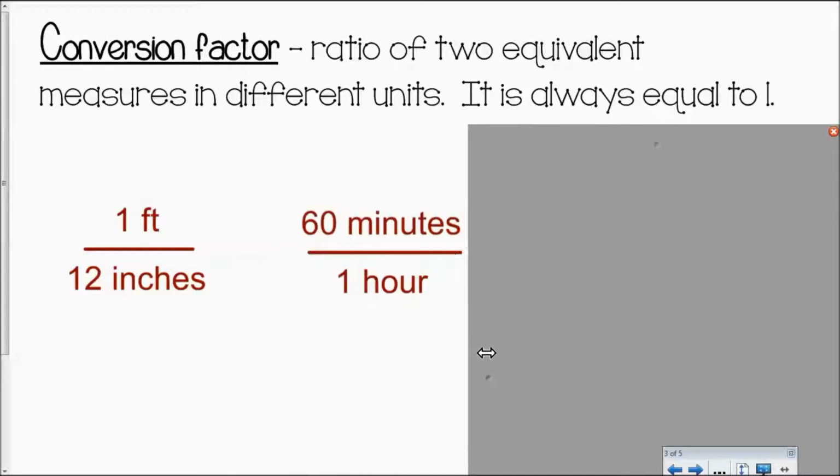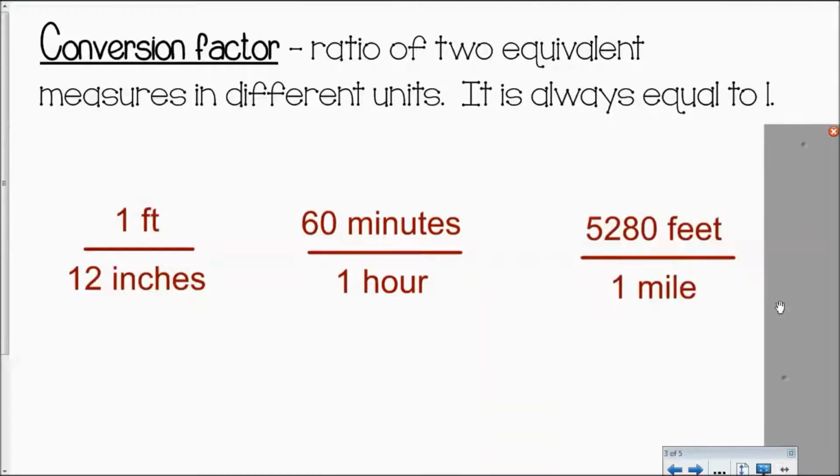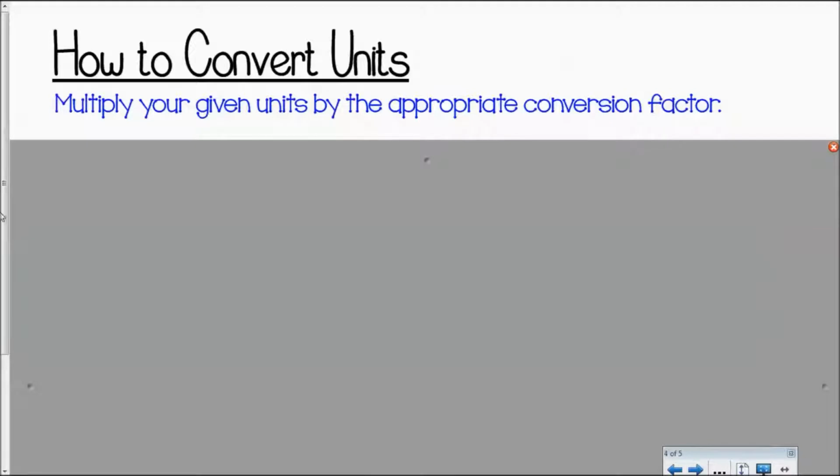Another example would be 60 minutes in 1 hour. And then also 5,280 feet per 1 mile. This is one that a lot of times kids don't have memorized, and that's one you need to know, that there are 5,280 feet in 1 mile. As you'll see, sometimes I have one on top and sometimes I have one on bottom. You'll see next why you might need to switch if the one is on top or the one is on bottom. So actually converting these units, changing from one unit to the other.